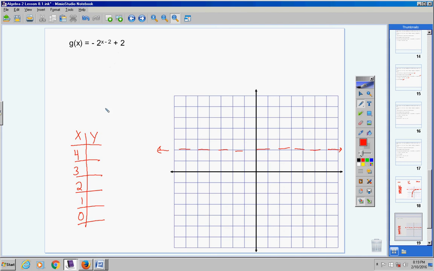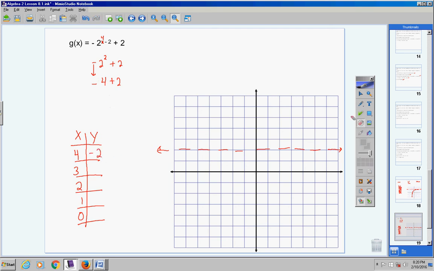Here we go. We're going to put a 4 in for x first. So put a 4 right here. 4 minus 2 is 2. So I have -2 squared plus 2. Now remember, you're not squaring the negative, so bring that down. You're squaring the 2. That's 4. And then +2. So you bring the negative down because there's not parentheses around the -2. Bring the negative down. Square the 2. -4 plus 2 is -2.